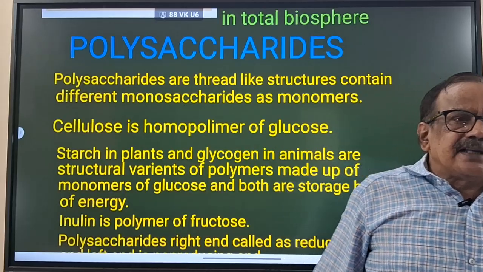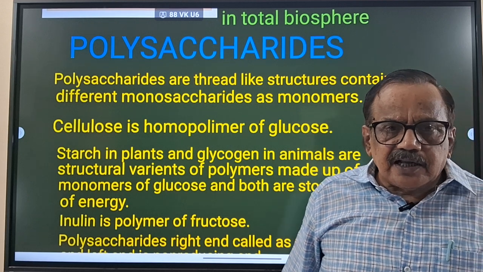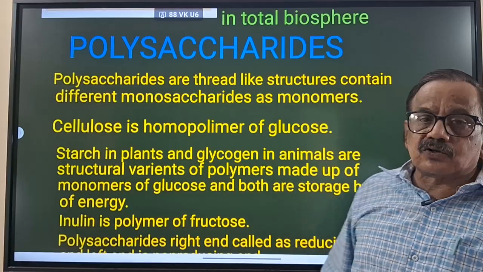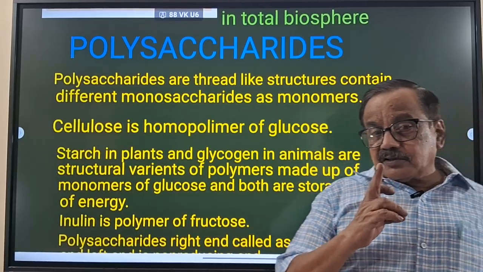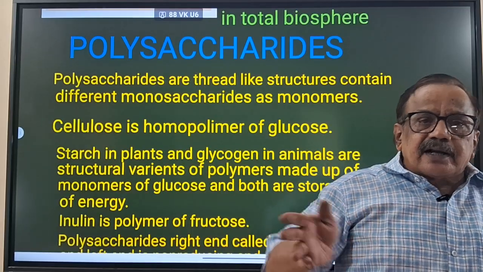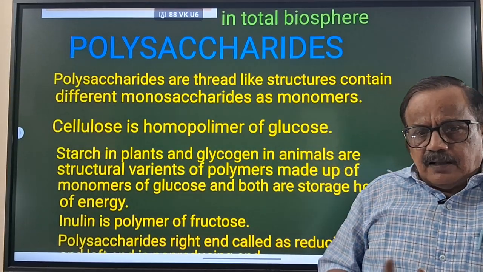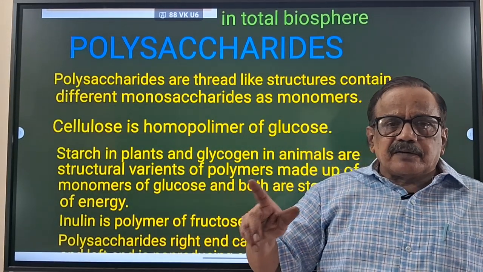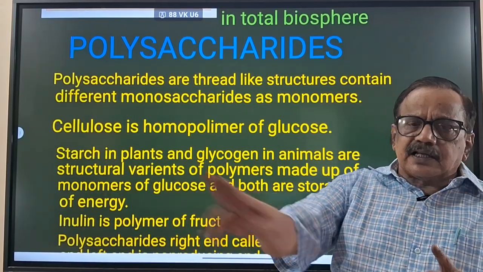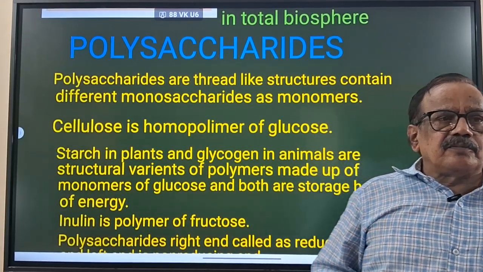They contain different monomers or the same type of monomers. If different monomers are present, then it is a heteropolymer. If the same type of monomers are present, it is a homopolymer. One more thing, remember, I am telling repeatedly: homopolymers and heteropolymers can be seen only in polysaccharides. Proteins do not have homopolymers, and nucleic acids do not have homopolymers or heteropolymers. But here, homopolymers and heteropolymers are present.